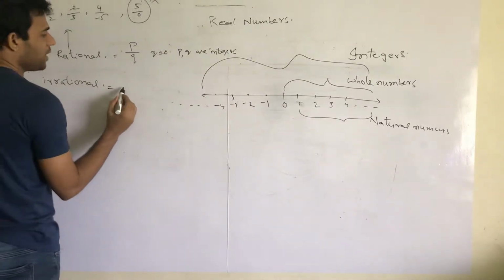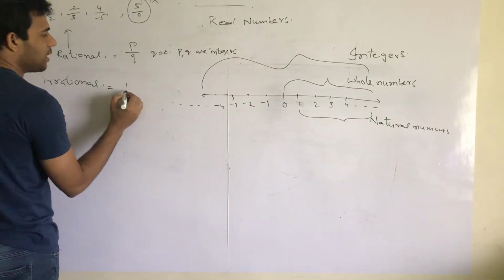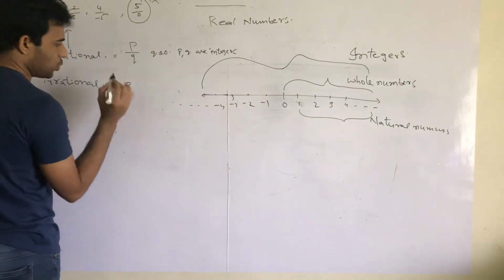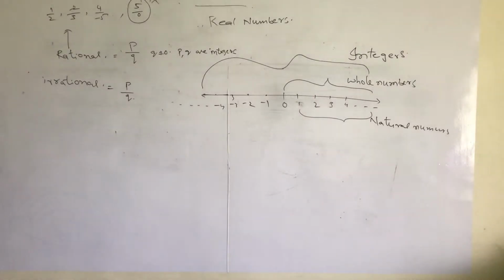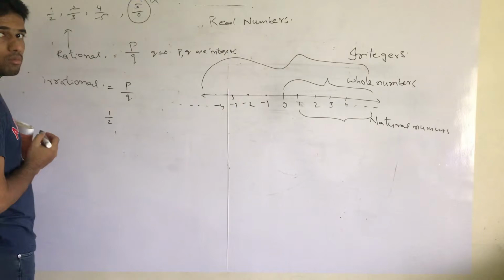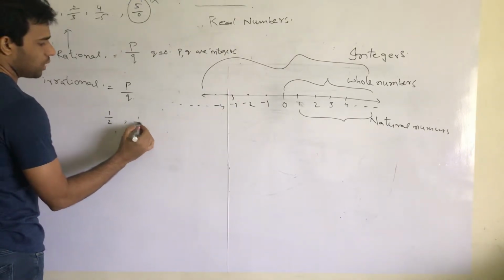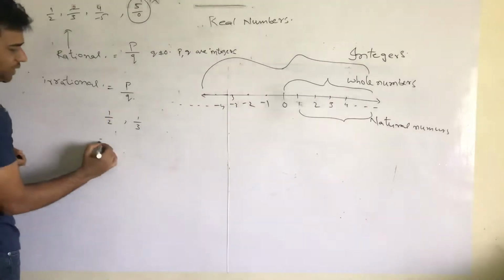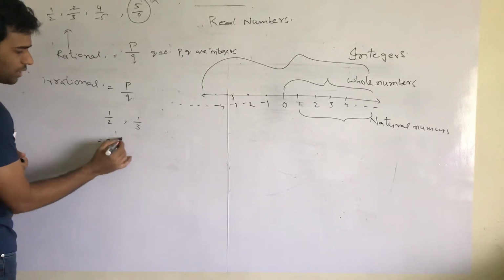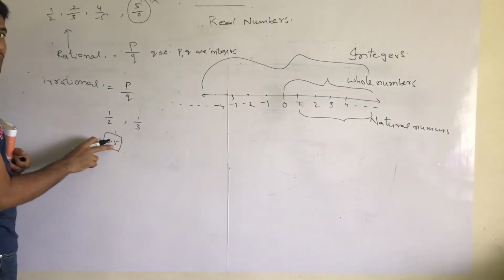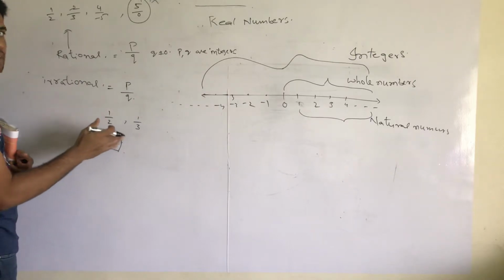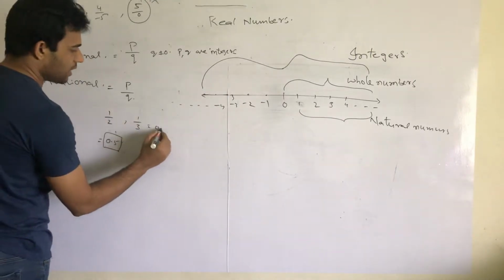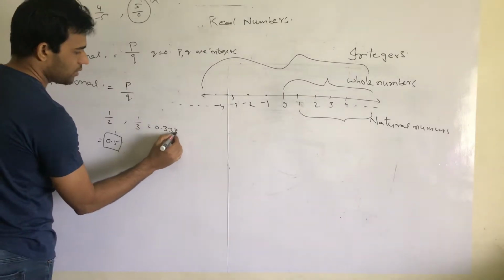Okay, so I'll tell you an example. Let's consider 1 by 2 is a fraction, and also 1 by 3 is also a fraction. Okay, so 1 by 2, if I divide it, comes as 0.5. So it has a terminating end when you write it in the decimal form. 1 by 3 you can write it as 0.333 and goes on.